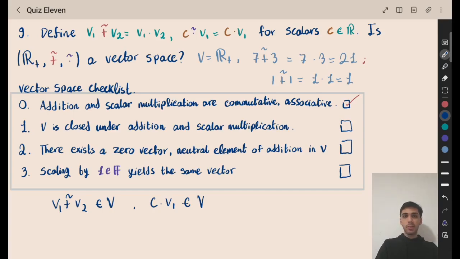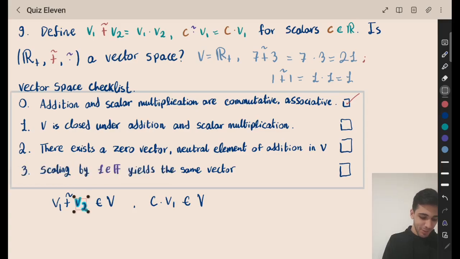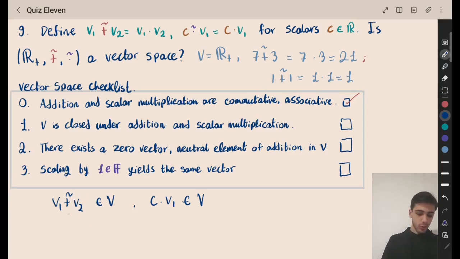Probably you're looking at the length of the video. I don't expect it to be too long, and you'll be like, okay, probably it will fail now because there's no way he goes on until the third one. And you're probably right. This is the one that will fail. But can you try to find out how it will fail? This is a question for you. Let's see. If I choose two arbitrary vectors in R positive, this is a vector that's greater than 0, it's in R positive, and this is a vector that's in R positive.